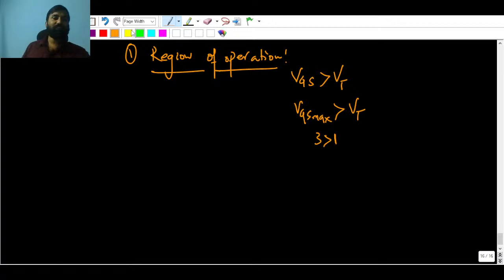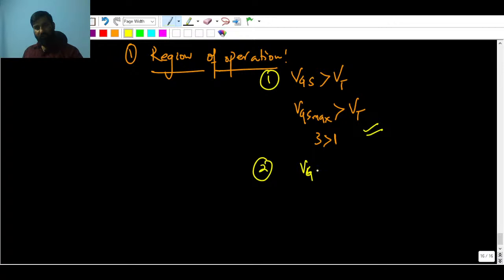So that is my first criterion. Now the second one, you have to find VGS minus VT and compare with VDS. Let me write here so that you could properly check all these things. Any problem is given, first of all you have to check VGS is greater than VT. If this condition is not satisfied, you don't have to check further conditions. You have to consider that your MOSFET is in cutoff.